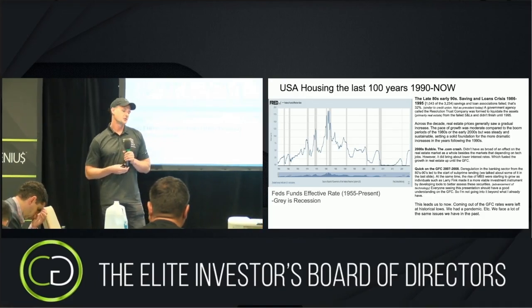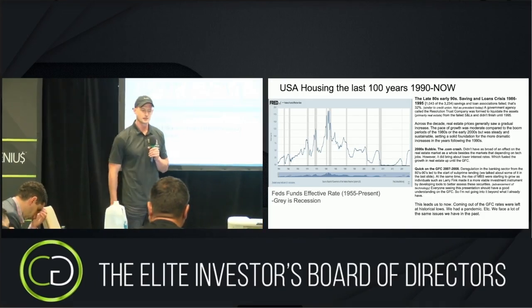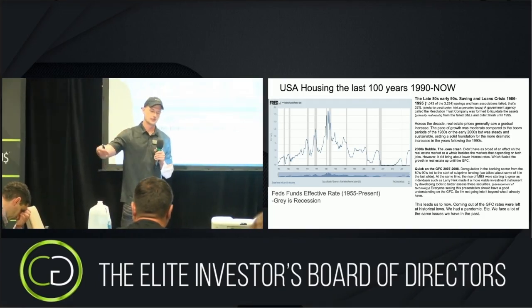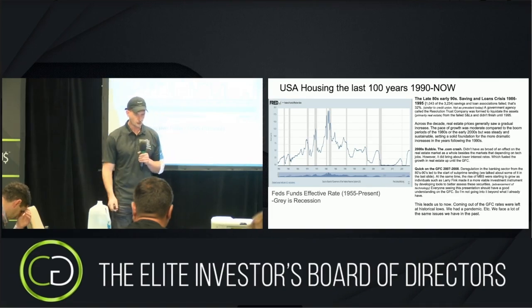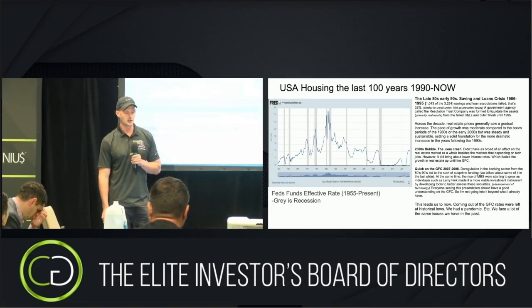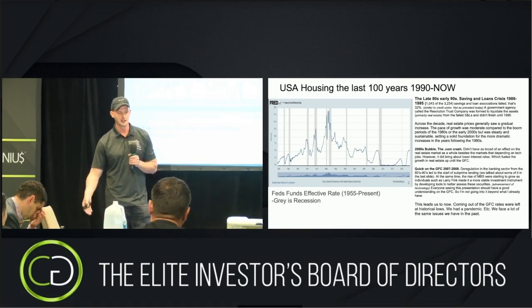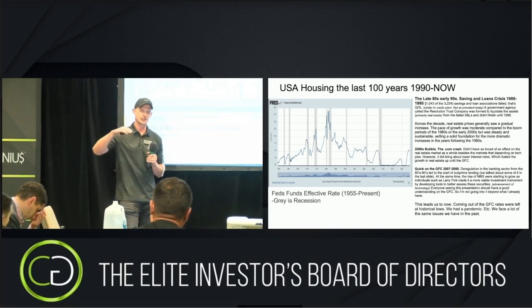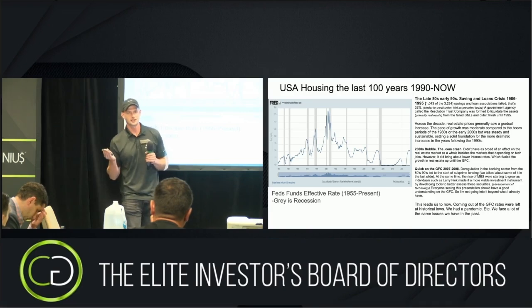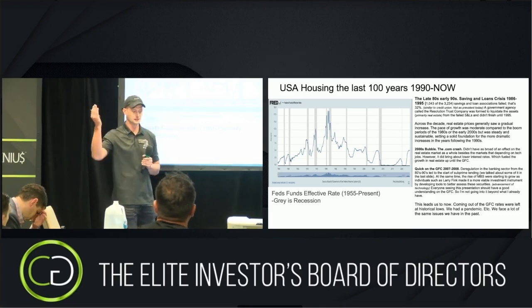So in the early 90s, we see a massive decline in housing from the buildup of credit of previous generations. Across the decade, real estate prices generally saw a gradual increase. The pace of growth was moderate compared to the boom periods of the 1980s or the early 2000s, but was already sustainable, setting a solid foundation for the more dramatic increases in the years following the 1990s. This S&L crisis basically deleveraged everything and set the stage for an uprise through the 90s into the 2000s.